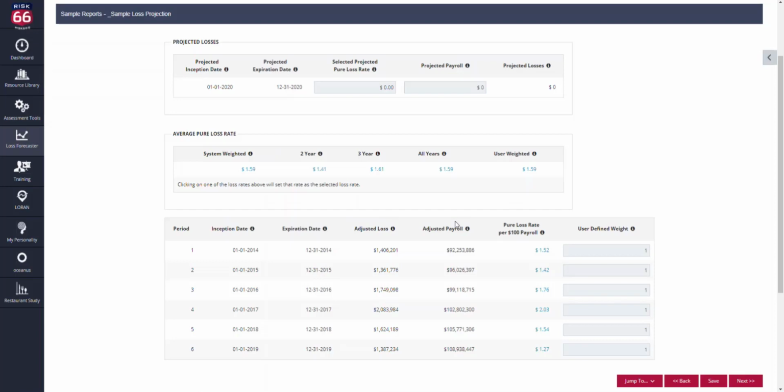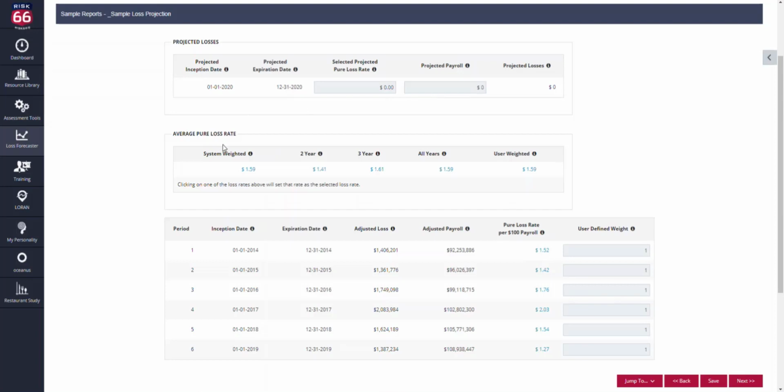Next, we see the pure loss rate for each period, which in this example is calculated by dividing the adjusted losses by the adjusted payroll. It is pure because it is inflated to today's dollars. So for period 1, this tells us that for every $100 of payroll, we had $1.52 of loss in today's dollars. Above this table, we have several average pure loss rates.